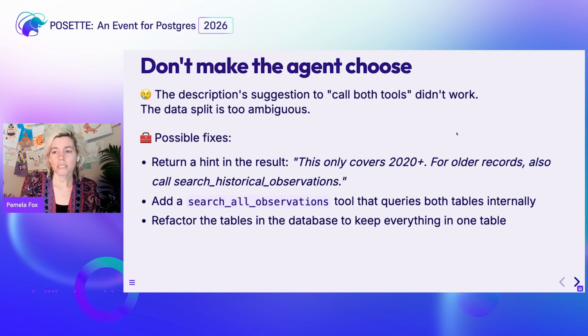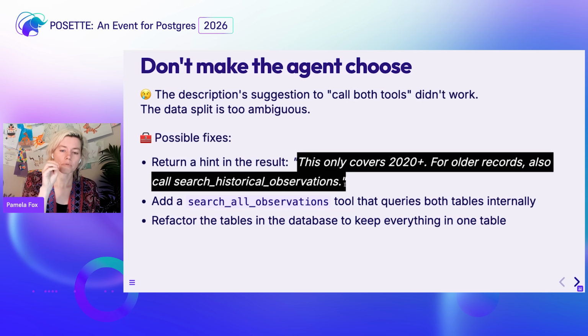So in this particular situation, we have a few possible fixes. One fix is that we could return a hint in the result from each of the tools that says, "Oh, okay, this tool only covers this kind of data. For the other kind of data, use the other tool." And that might remind it like, oh, good point. Maybe I'll call the other tool, and so it'll do a follow-up tool call.